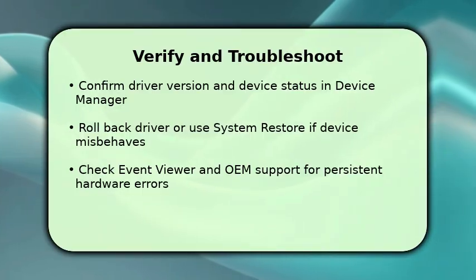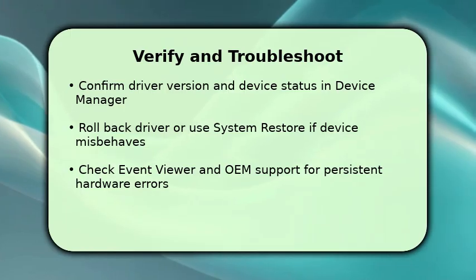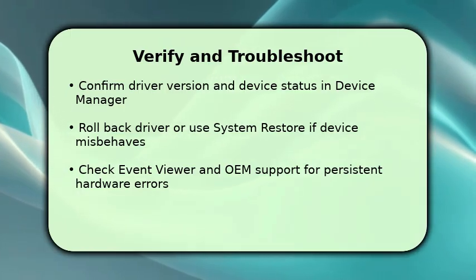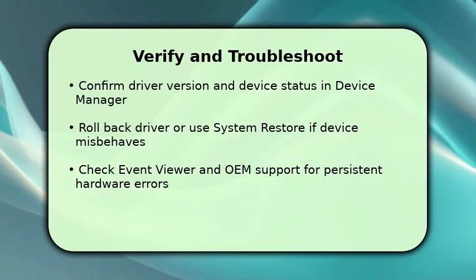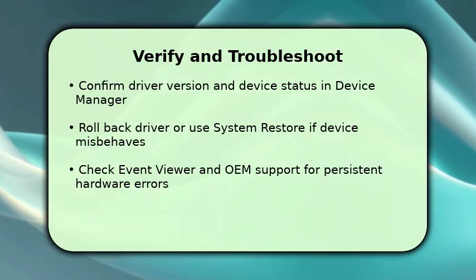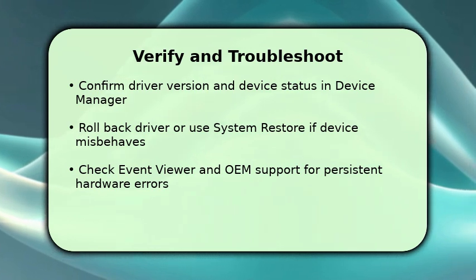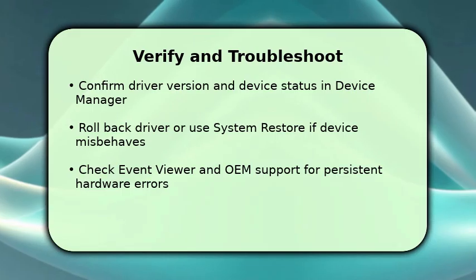If problems appear, immediately roll back the driver or restore the system to the restore point you made. This often resolves regressions. For persistent failures, consult Event Viewer for error codes and contact OEM support with logs. One key troubleshooting tip: disable automatic driver updates temporarily to prevent Windows.